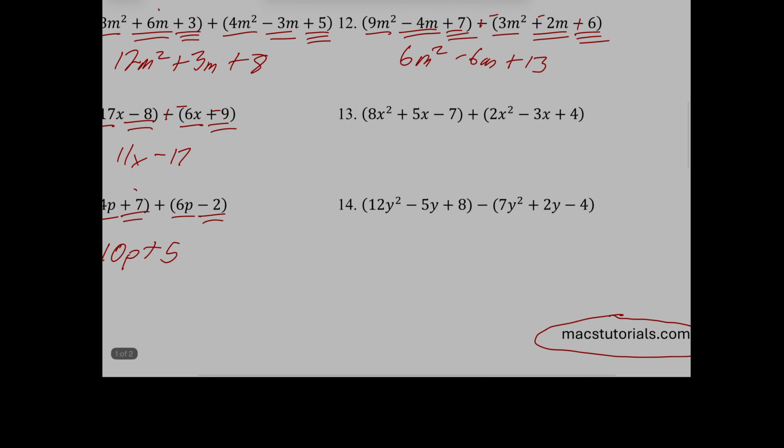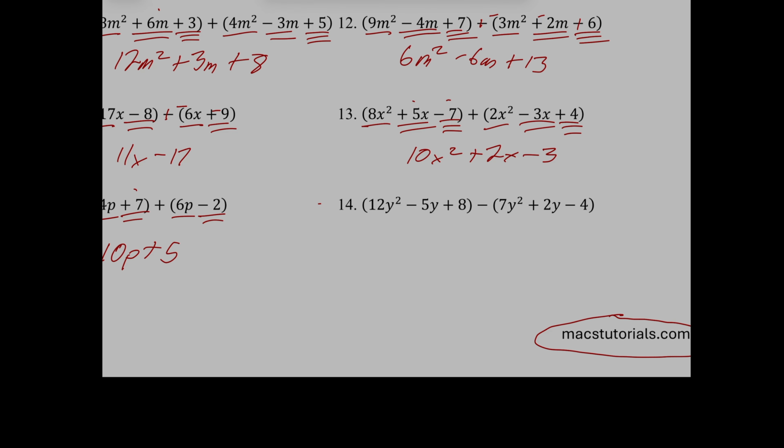Number 13, we have a plus sign, so we just combine them together. We have an 8x squared plus a 2x squared. That's a 10x squared. We have a positive 5 plus a negative 3. Signs are different. Subtract, keep the sign of the bigger number, which is positive. And we have a negative 7 and a positive 4. Signs are different. Subtract, keep the sign of the bigger number, which is negative.